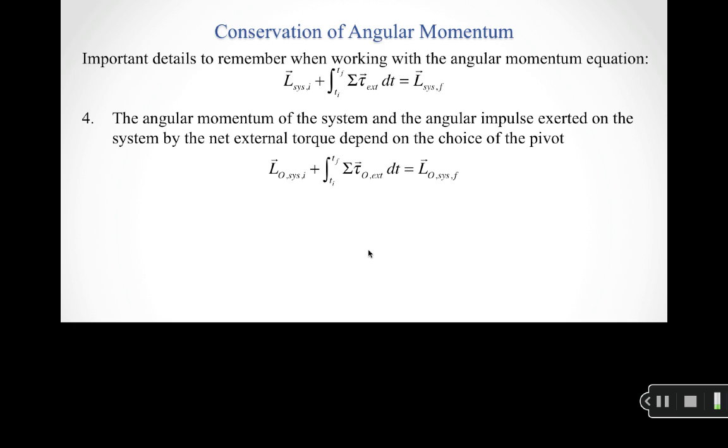Now the other detail that we have to deal with for conservation of angular momentum that we didn't have to deal with for linear momentum is the idea that angular momentum and angular impulse care about your choice of pivot.